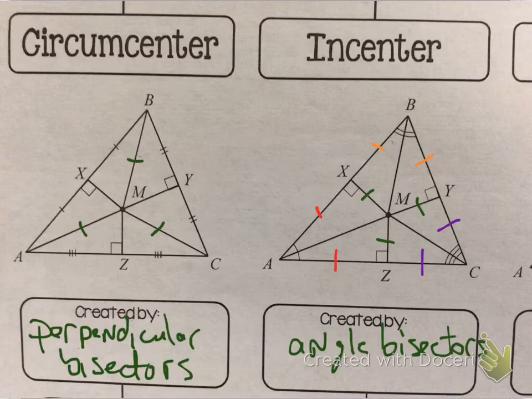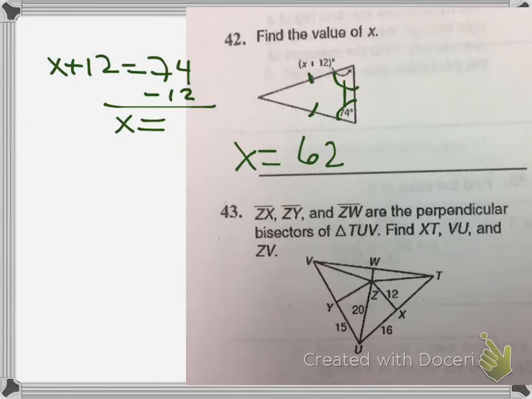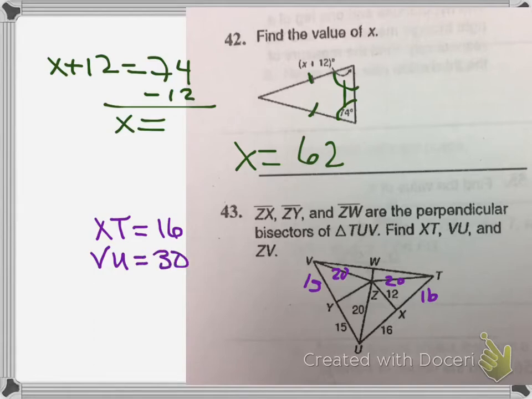Anyways, let's go back. Here, I know that VY is 15, XT is 16, this is 12, okay, 20, 20, and 20. So for this one, XT we now know is 16. We know VU, V to U, is 15 plus 15, which is 30. And then we have ZV, and ZV is 20. So it didn't even need the Pythagorean theorem on this. Most of that was pretty easy, as long as you know the rules. And again, use the formula chart to help you with that.